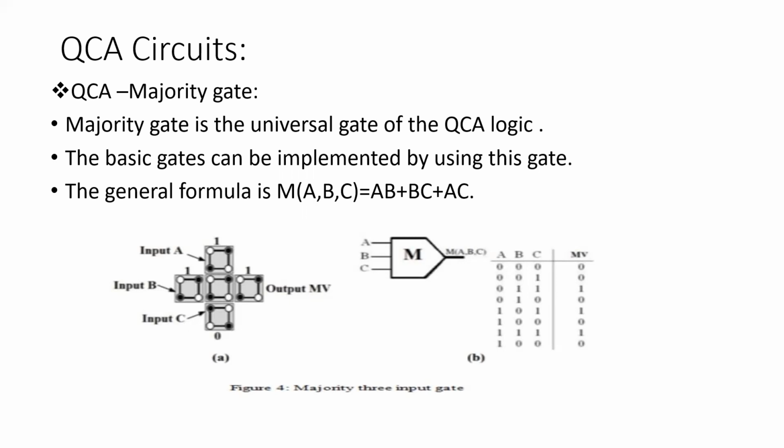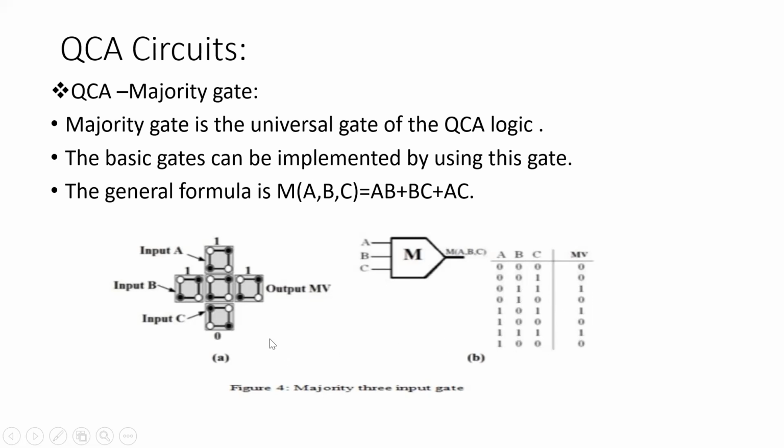It can be expressed in both disjunctive and conjunctive normal form, where M of A, B, C equals AB plus BC plus AC. Here the majority gate has three inputs A, B, C, and the output is M of A, B, C. It performs the majority function. If the majority of the inputs are true, then the output will be true. Here, the output will be one where the majority of ones are present at the input.